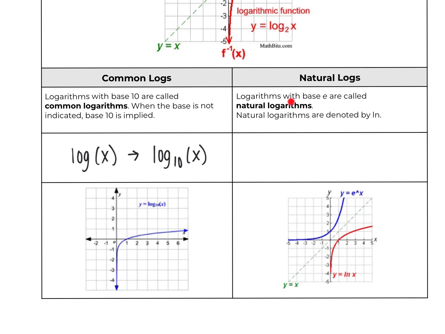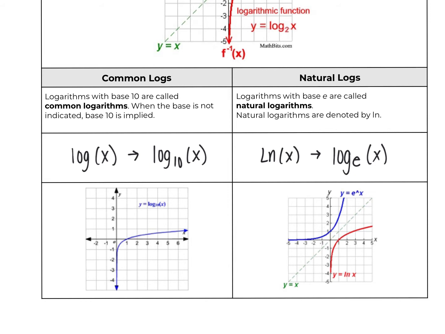A natural log is a logarithm with base of e, and those are called natural logs. They're denoted by ln, not in, ln. So ln of x is your natural log, and what that means is log base e of x. Okay, so when you see ln, think log base e. And when you see log of x with no base written, think log base 10. So here is your exponential function of e to the x. Here is your inverse line, and here is its reflection. So this would be your graph y equals ln of x. All right, so that's just a couple of definitions that you should need.